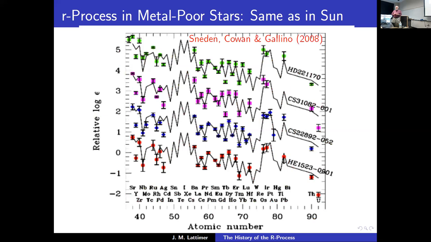And the lines here are the solar system R-process abundances. They're shifted from case to case just to preserve clarity of the figure, but you can see the abundances in these different stars match fairly well the odd-even pattern and other characteristics, the peaks and so forth, of the R-process observed in the sun and in meteorites.